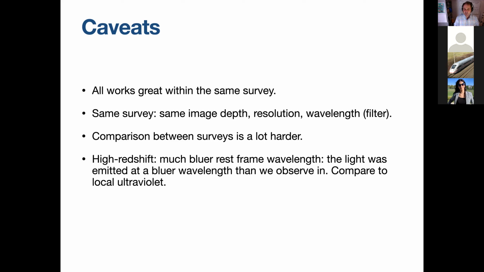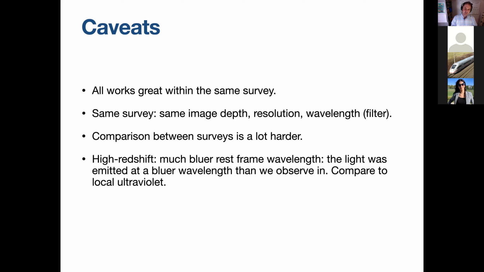So at high redshift, for example, you observe a much bluer rest frame wavelength. The wavelength that you observe is, for example, ultraviolet, but by the time it gets to you, it's optical. And so you need to compare to a UV image locally if you want to find the same kind of things. So you have to match image depth, physical resolution, and wavelength before you can say something intelligent about, say, the merger fractions, how they compare, the level of disks that you see, the number of spheroidals that you see.